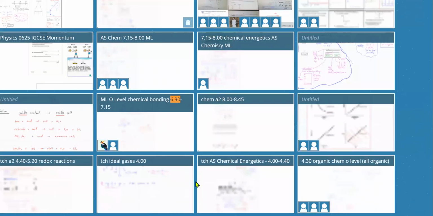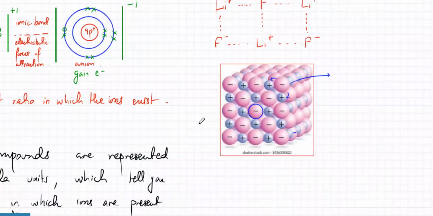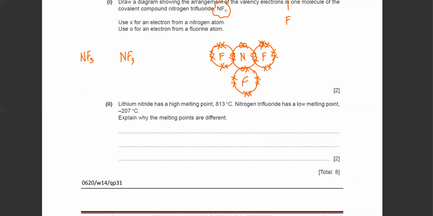So what you're going to mention over there is for NF3, you're going to write that NF3 has a simple molecular lattice. So they form these simple molecules where one molecule and the other molecules, they don't really attract each other. So it has a simple molecular lattice or structure. I mean, structure would be better.